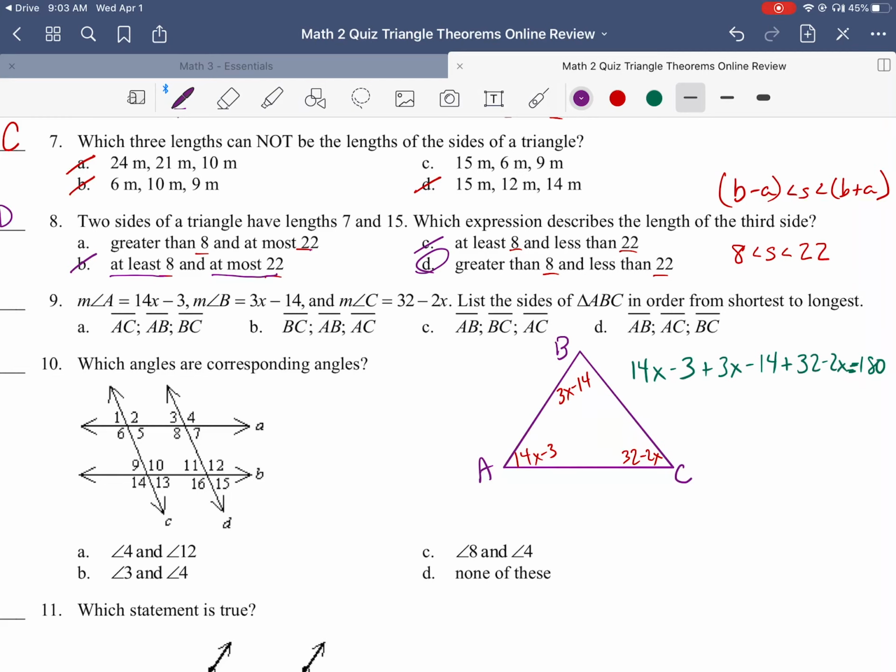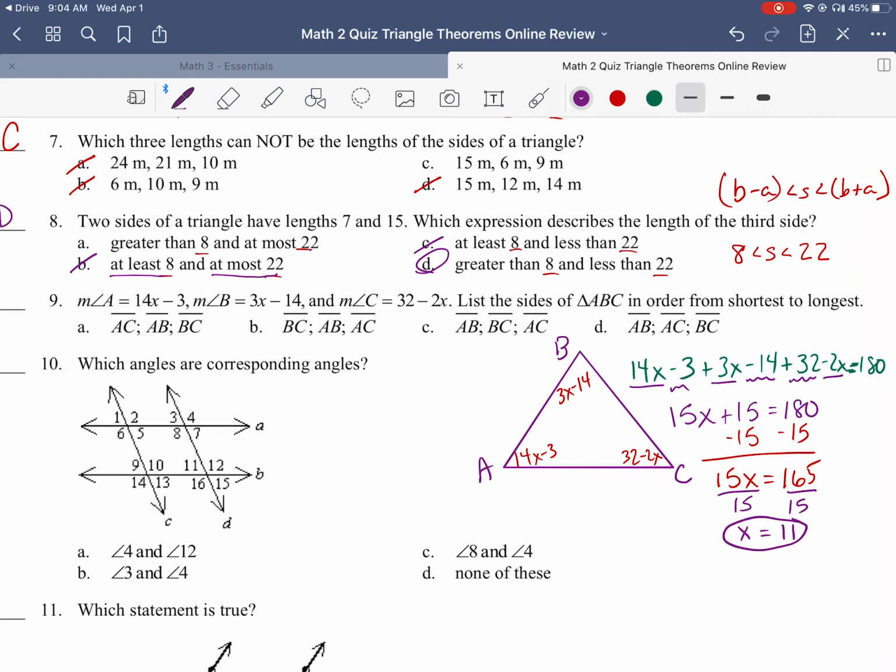All right, combine my like terms. 14x plus 3x minus 2x is 15x, and negative 3, negative 14, and 32 is positive 15. Okay. Subtract 15 from both sides. Divide by 15. And x equals 11.